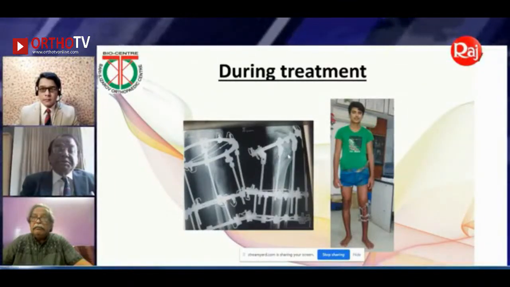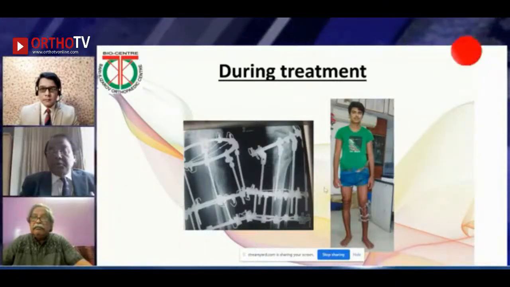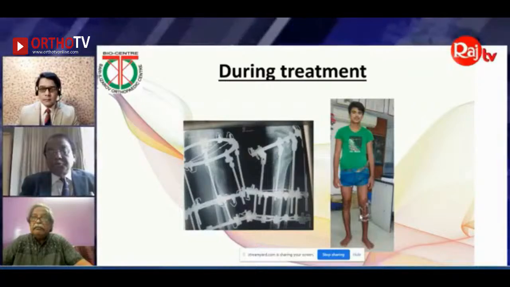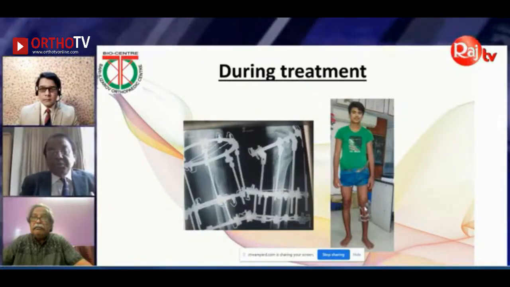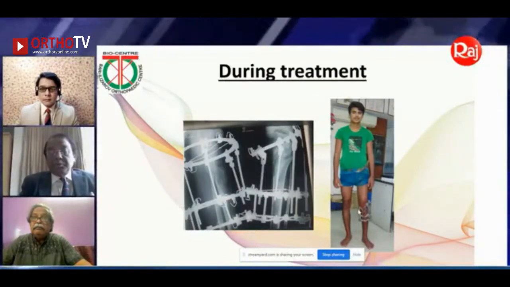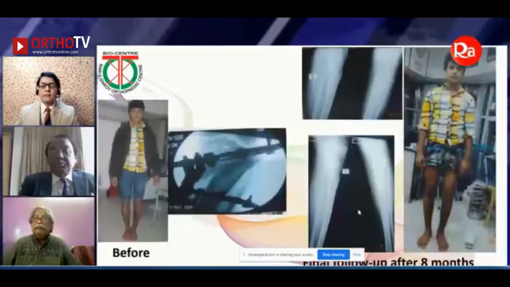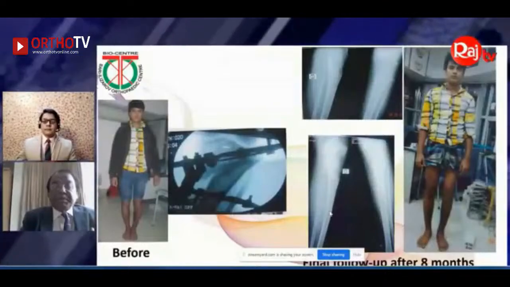This is the hinge. This is the deformity. And then you can see here the upper ring and two. This is obliquely placed because medially your hinge is here, so you have to go for gradual correction. Look at this, we have corrected.